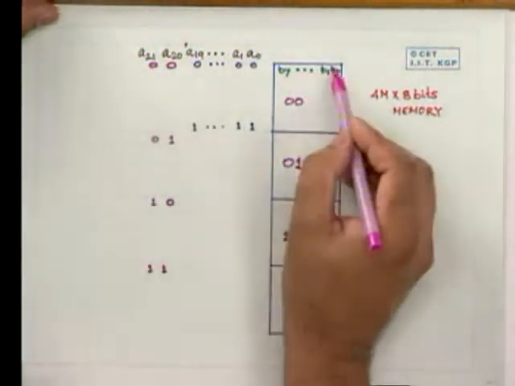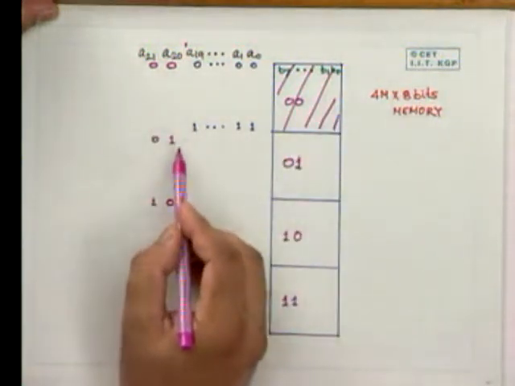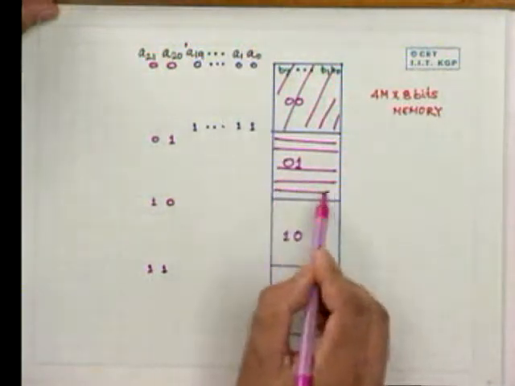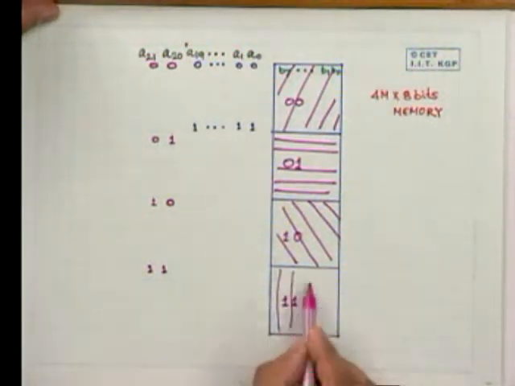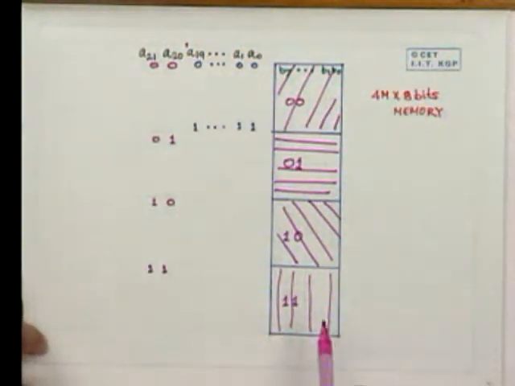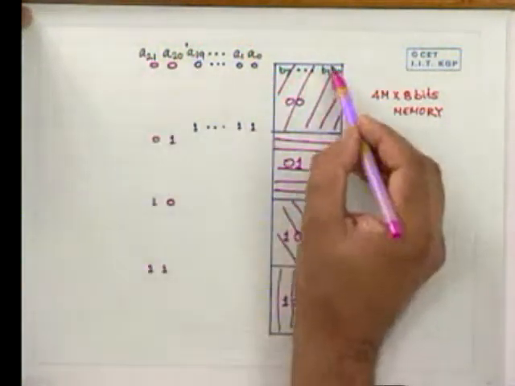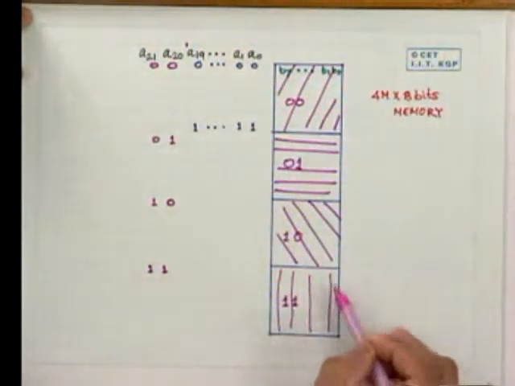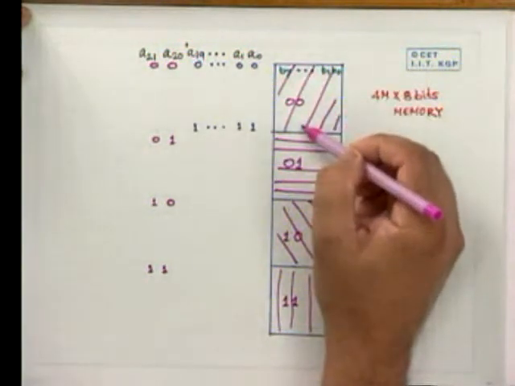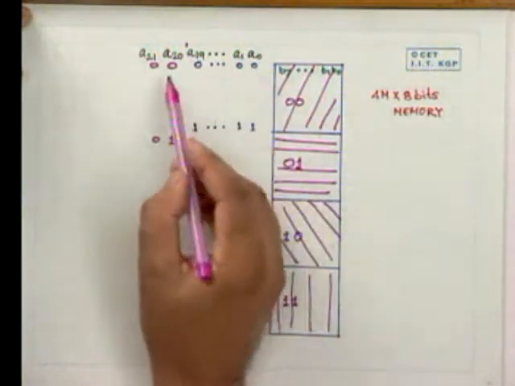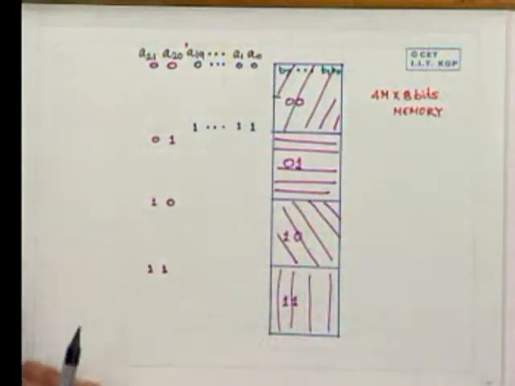This 00 will select, so to say, this portion, right? If this is 01, then say this portion will be selected. If this is 10, then this portion will be selected, and if this is 11, then say this portion will be selected. Therefore, 22 bits we need. A20 and A21 will need to select either of these 4 portions of the memory, each one of which is 1 megabyte, and within that particular block, A0 to A19 will select a particular byte within this memory block, right?